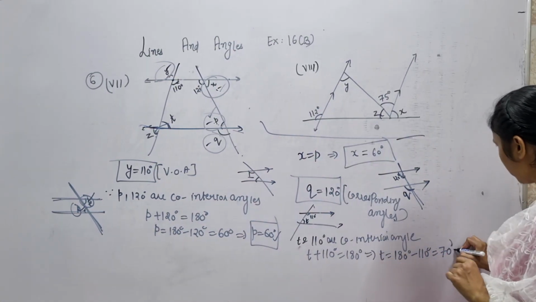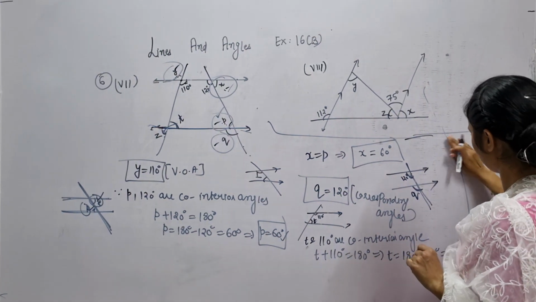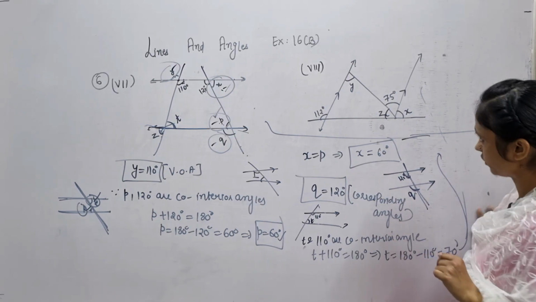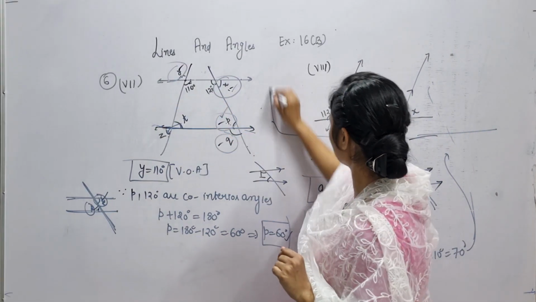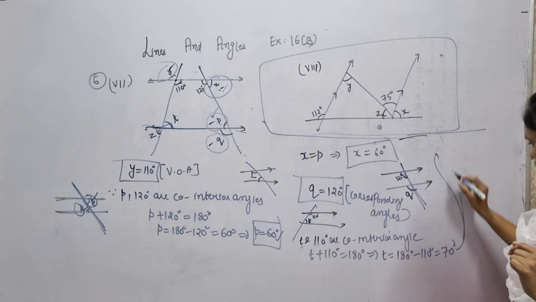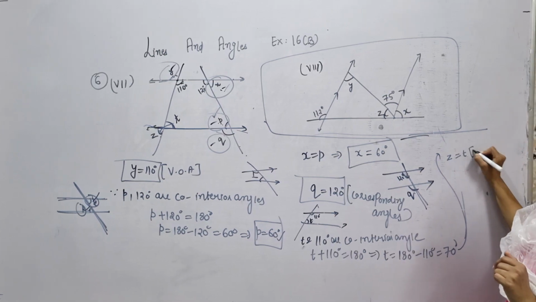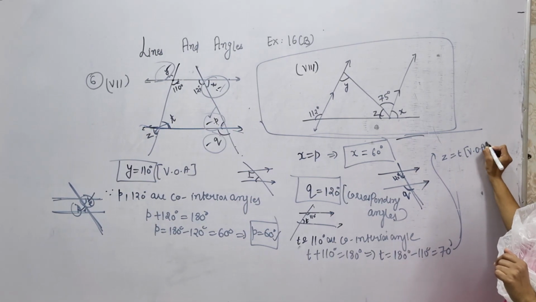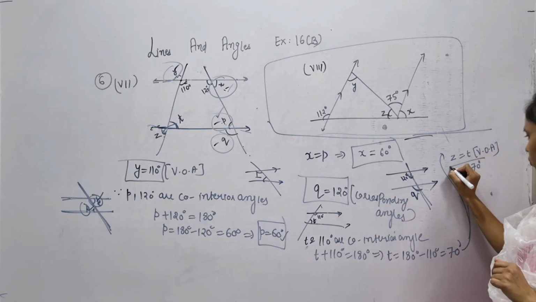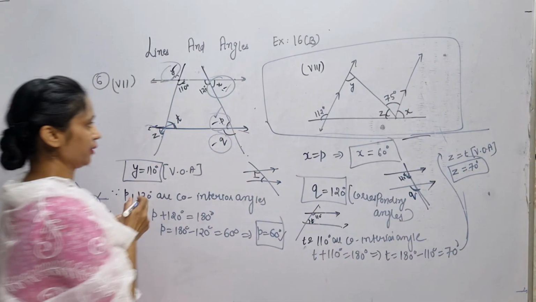Okay, after this follow the arrow. This is a solution of the seventh part itself. This we will discuss later on. Okay. So here Z will be equal to T. The reason is vertically opposite angles. Okay, means Z is equal to 70 degree. Thus we have calculated all the unknown angles of this figure.